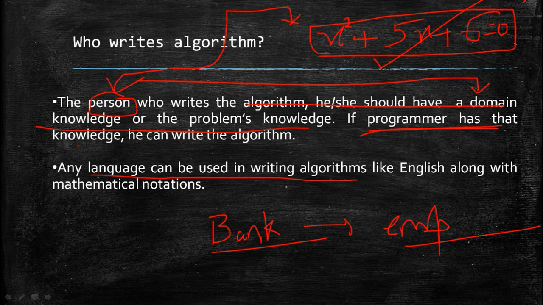Now at writing algorithm, any language can be used, like English along with some mathematical notations, but not programming language, because programming language is not understandable by everyone. So any language that is understood by the algorithm writer and the programmer who is going to develop the software is enough for writing an algorithm. A person who has the domain's knowledge can write an algorithm. If the programmer knows, he can write the algorithm. But the main thing is a person should have the domain knowledge of that problem to write the algorithm.